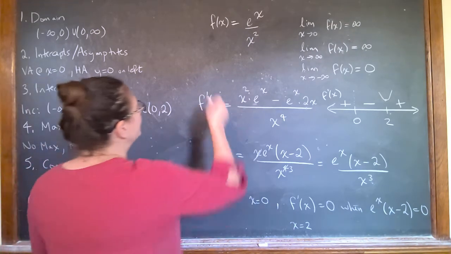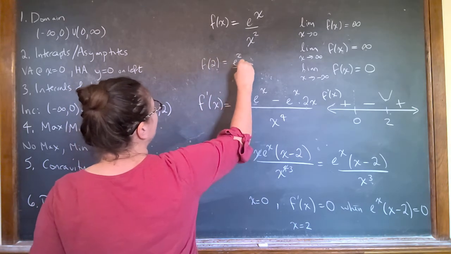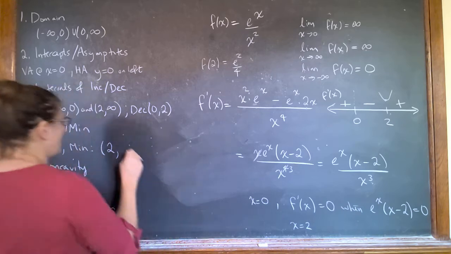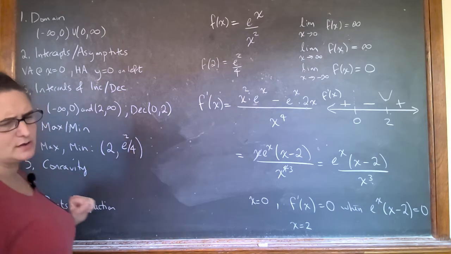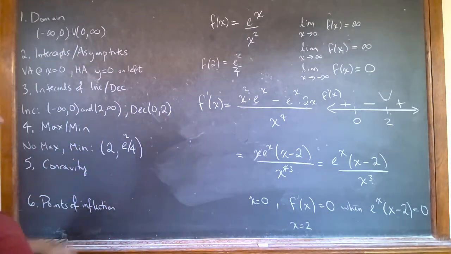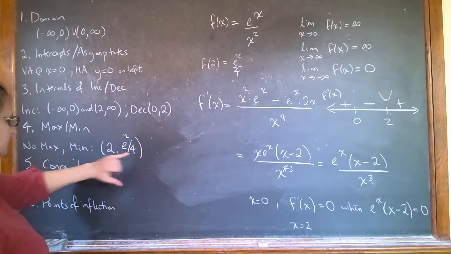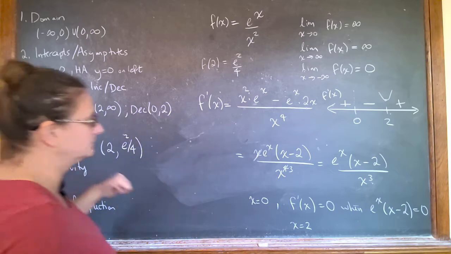So if I figure out what that is, f of 2 is e squared over 4. When I draw it, I'll figure out what that number is. But I want the exact value, right? E squared over 4 is going to be the point which gives us the minimum. All right.